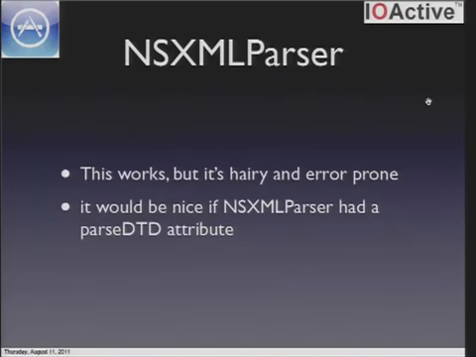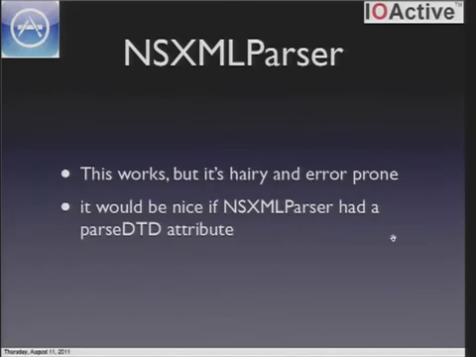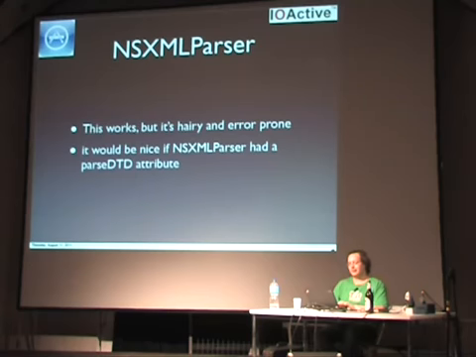It works. It's kind of hairy. It's error-prone. Developers sometimes forget stuff, and if you forget to declare any one of these, then it might still be possible. So hairy, error-prone. It should be easier. There should be a simple attribute in the NSXML parser object where you say, don't do DDTs. That would be ideal.